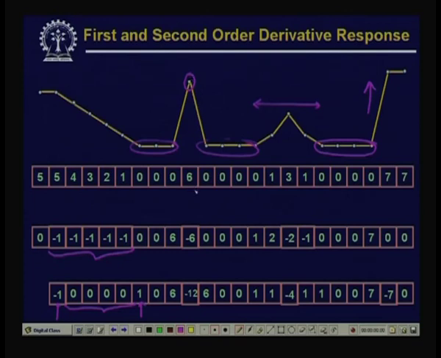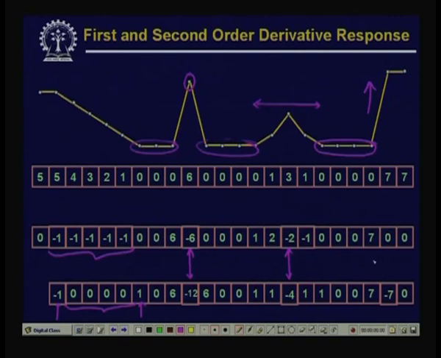Similarly, coming to this isolated point, if I compare the response of the first order derivative and the response of the second order derivative, you find that the response of the second order derivative for an isolated point is much stronger than the response of the first order derivative. Similar is the case for a thin line. The response of the second order derivative is greater than the response of the first order derivative.